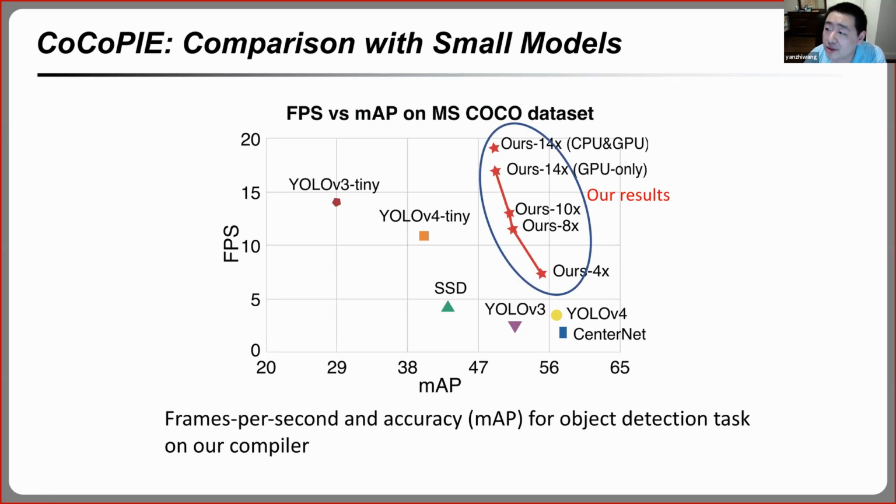These are our results, and those are the previous work on smaller models. We are all running in our compiler, because our compiler is the fastest, and many of the previous compilers cannot support those kinds of techniques as well.